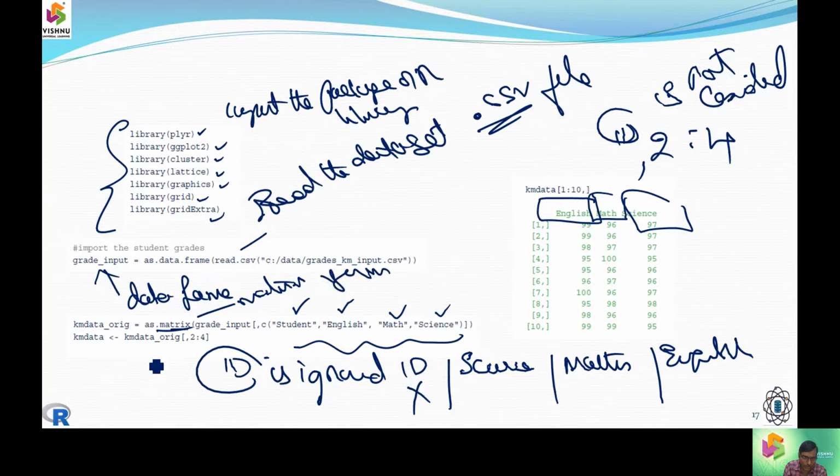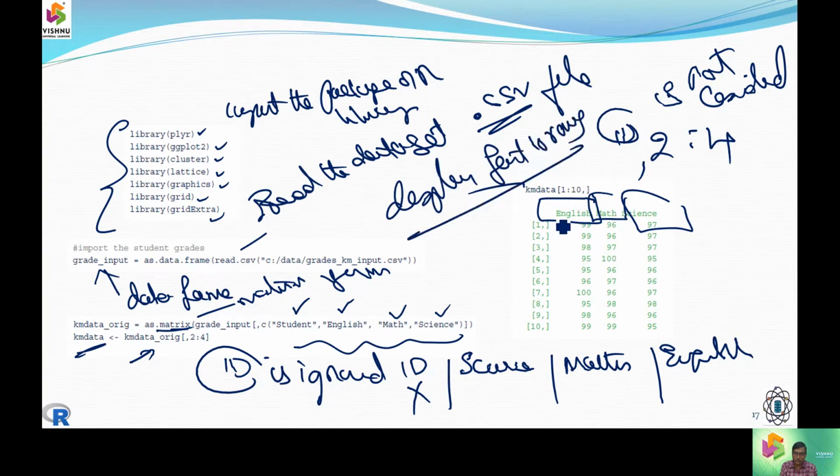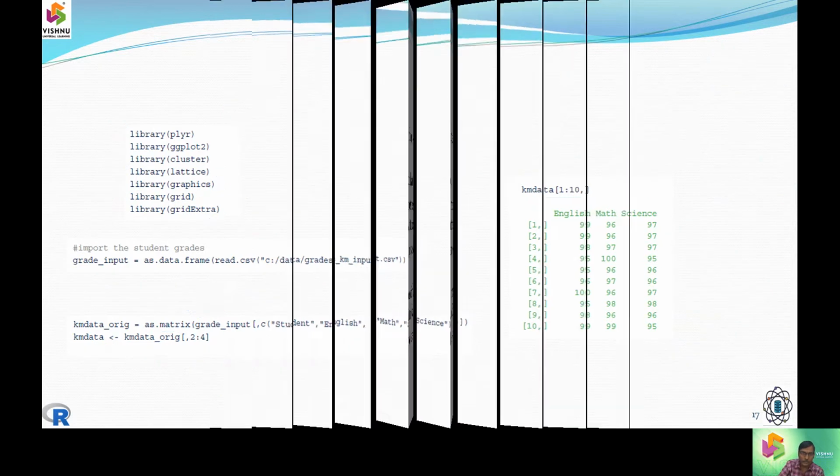So we have this data, that is k-means of origin, and the value is going to be stored in k-means data. Now first of all, I'm going to display the first 10 rows. So for that, we say km of 1 to 10. So we get all the 10 rows of the data set.